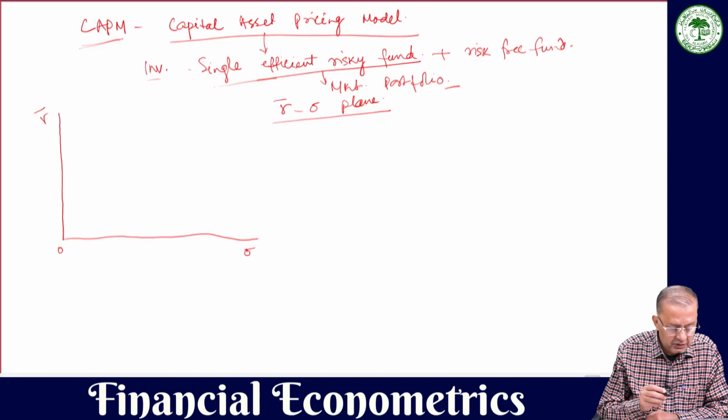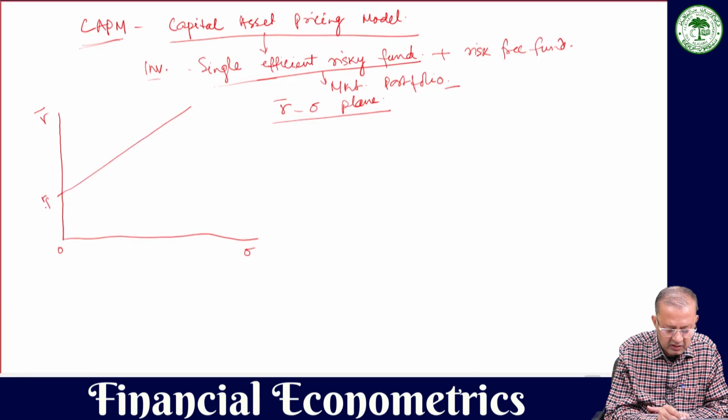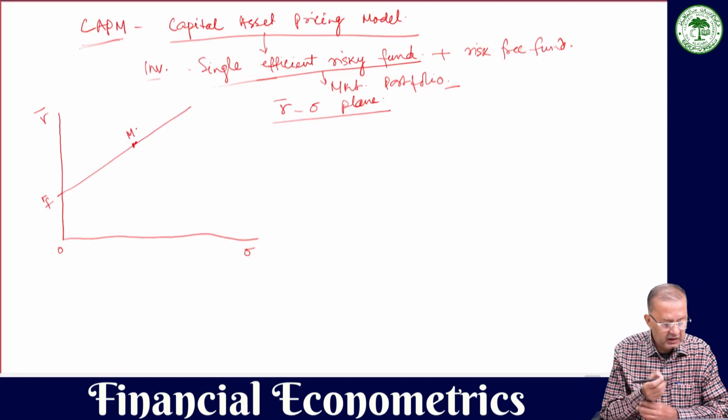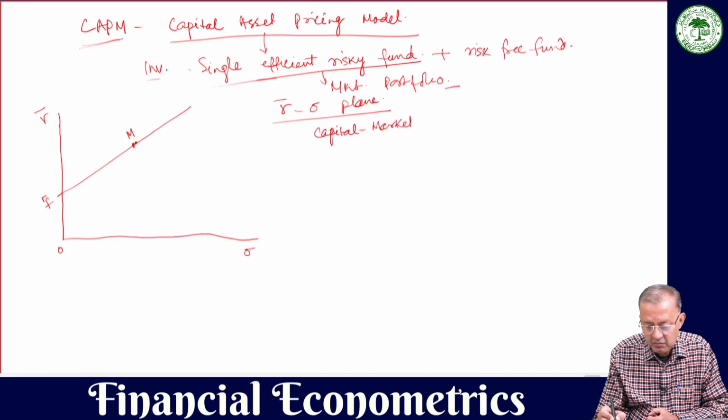Now we can draw a line like this, and this starts with this combination, RF. Let me draw first this line. Let this be denoted by M. So this line we call the capital market line.